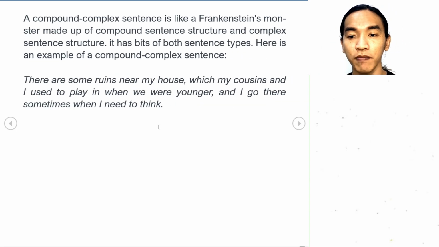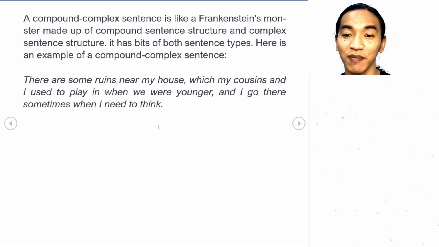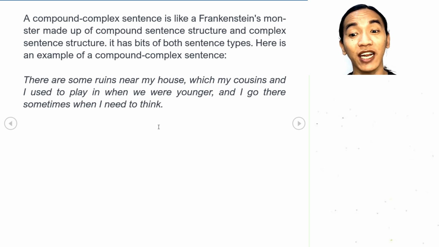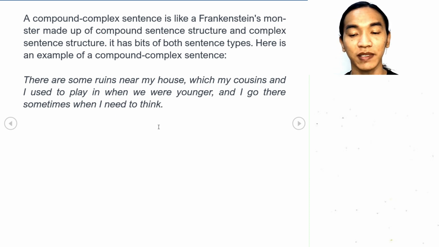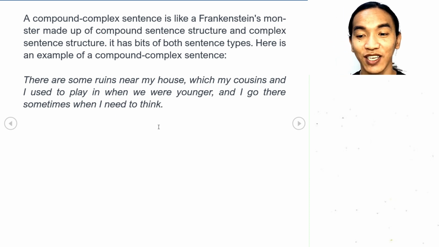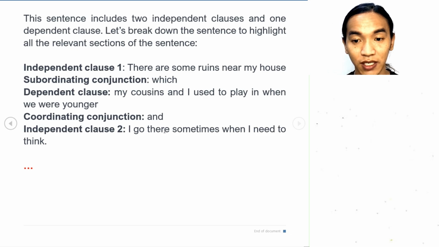All right, so a compound complex sentence is like Frankenstein's monster, made up of compound sentence structure and complex sentence structure. It has bits of both sentence types combined together. So example here: there are some ruins near my house which my cousins and I used to play in when we were younger, and I go there sometimes when I need to think. So you can see that there is a combination of independent clauses and a dependent clause put together.